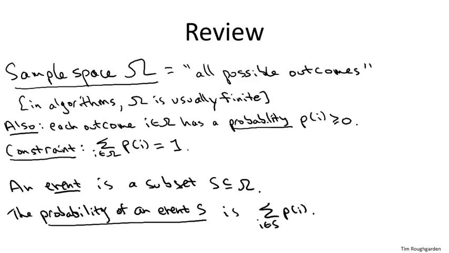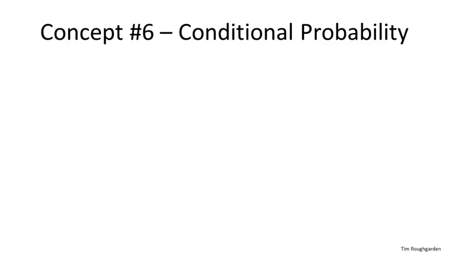So just to make sure we're all on the same page, here's some stuff you should have learned from part 1 of the probability review. You should know what a sample space is. This represents all of the different outcomes of the random coin flips, all of the different things that could happen. Often in randomized algorithm analysis, this is just all of the possible random choices that the algorithm might make. Each outcome i has some known probability, p(i), and of course the sum of the probabilities equals 1. And remember that an event is nothing more than a subset of omega. Omega is everything that could possibly happen. S is some subset of things that might happen. And of course the probability of an event is just the sum of the probabilities of all of the outcomes that the event contains. So let's talk about conditional probability.